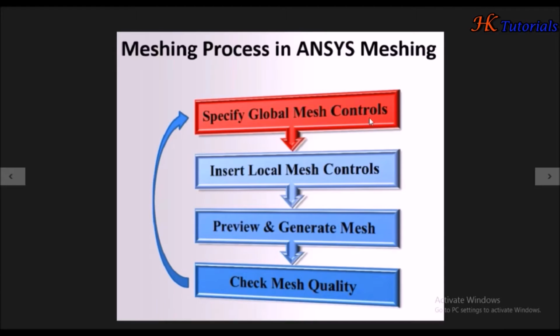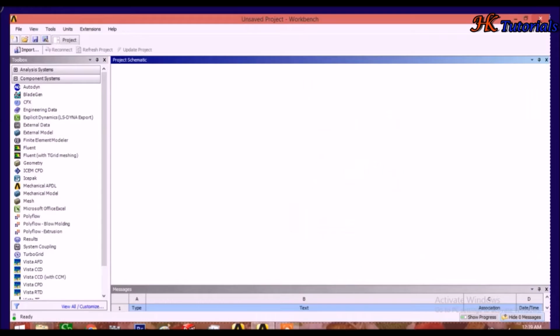First we have to specify global mesh controls, which we will discuss today, and then insert local mesh controls. Local mesh controls are for the methods which we apply on the geometry, and global mesh control is for all. And then we preview or generate our mesh, and after that we check the quality of the mesh, and if the quality is satisfied then it is okay. If it is not, then again we go to the global mesh control. Okay, so let's start.